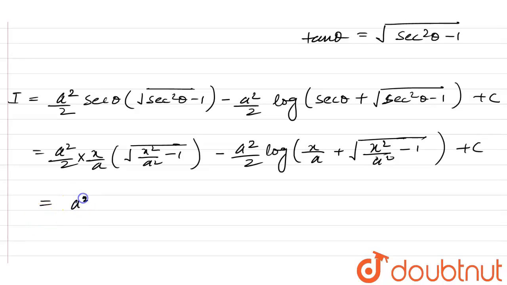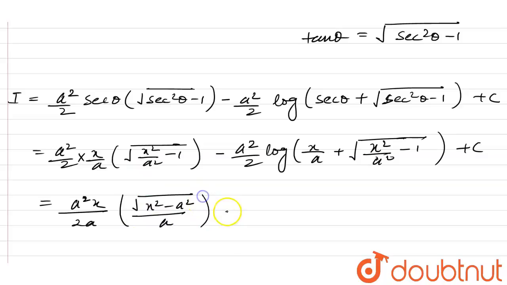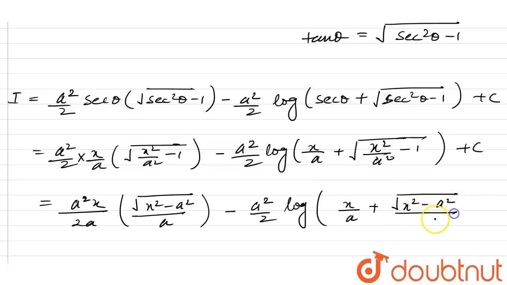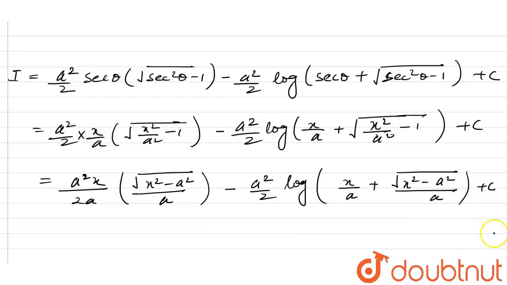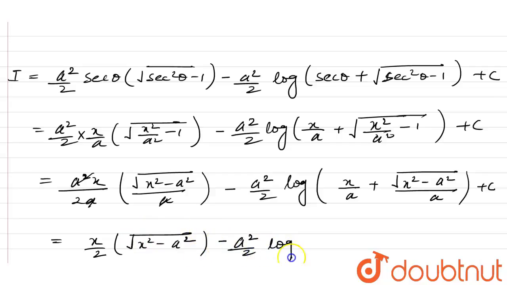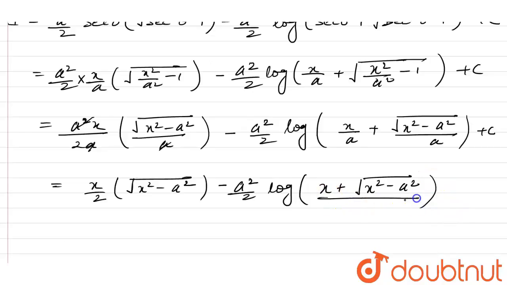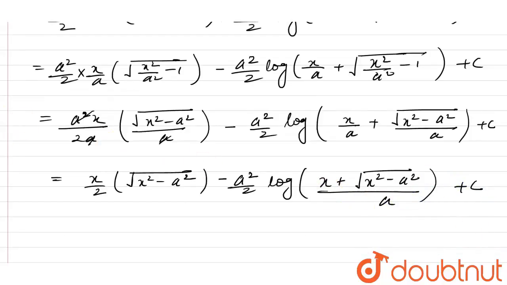Now this is equals to a square x divided by 2a. Now if we take LCM here, this becomes x square minus a square. Now under root a square becomes a outside of under root, minus a square by 2 log of, if we take LCM here, x by a plus under root of x square minus a square divided by a, because under root a square is a. Now a into a cancelled a square, so this is equals to x by 2 under root x square minus a square, minus a square by 2 log of x plus under root x square minus a square whole divided by a, plus c. So this is equals to I.